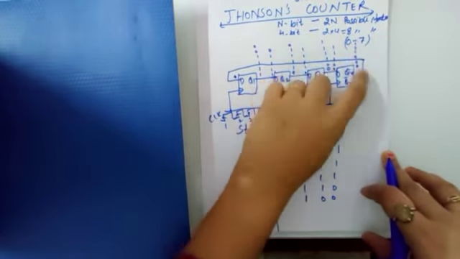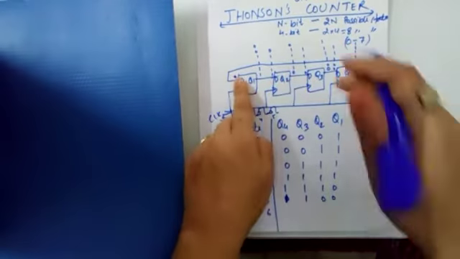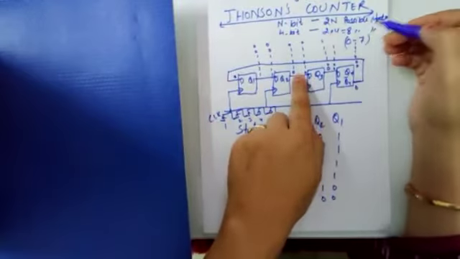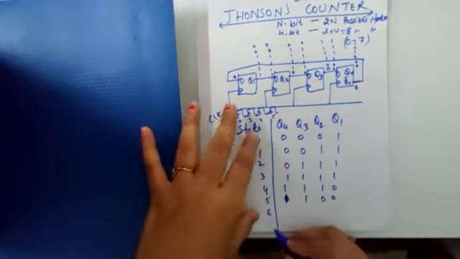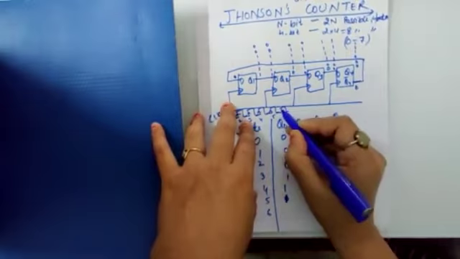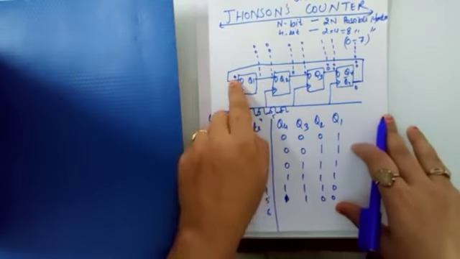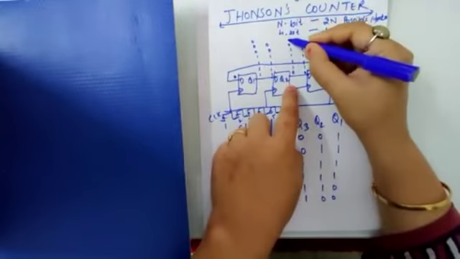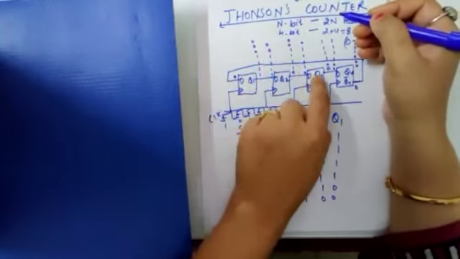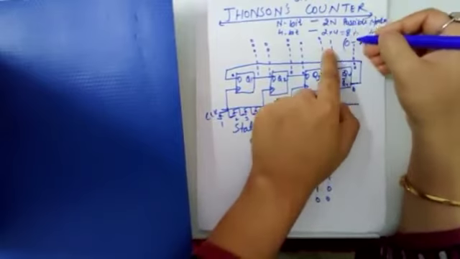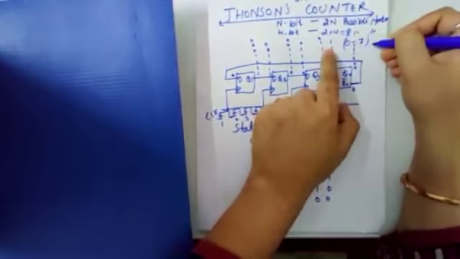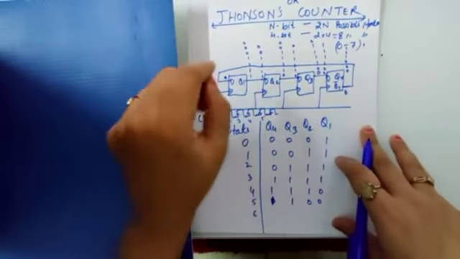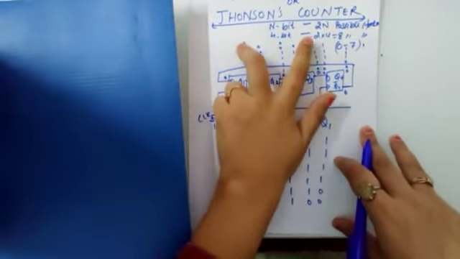Q4 is 1, again the input is 0. So this 0 is fed back here. For second, 0 is the input. For third, 0 is the input. For fourth, 1 is the input. So after applying the sixth clock pulse, the outputs are Q1 is 0, Q2 is 0, Q3 is 0 and Q4 is 1.